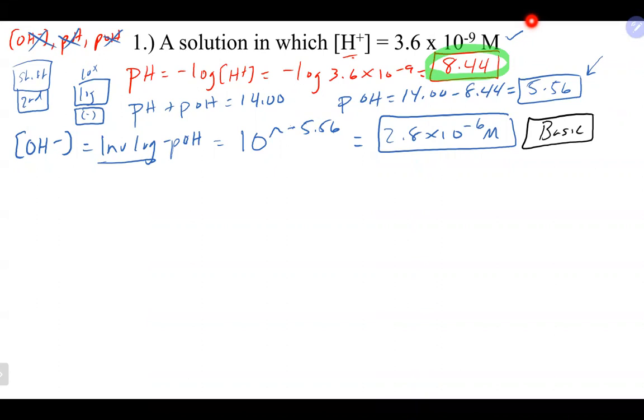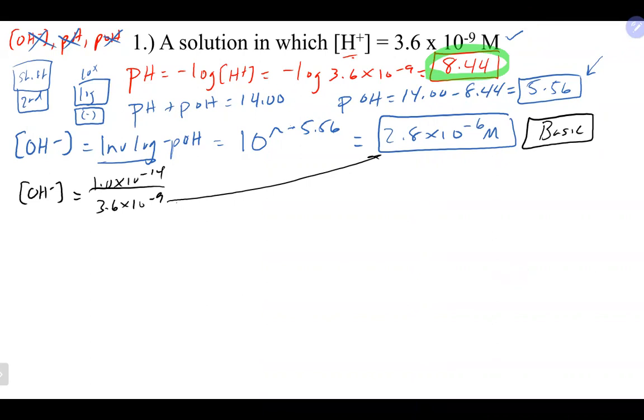Once again, just to show you, if you chose to do KW instead, you could have done that: the OH minus is equal to 1 times 10 to the minus 14 divided by 3.6 times 10 to the minus 9. And you will end up there as well. So again, you could go that way if you chose to do so. Any questions on any of those numbers or how to punch in your calculator?